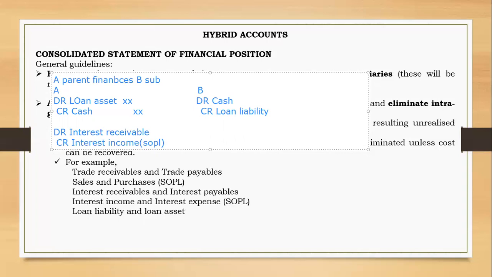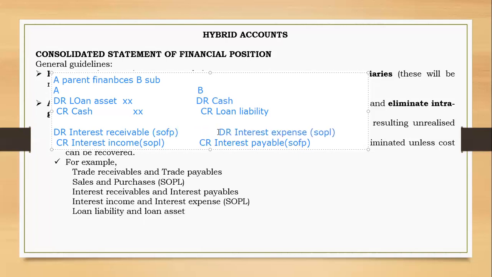And then B, which has to pay the interest, would have interest expense, which also goes to the statement of profit or loss, and then the same B has to pay something. It's either it has paid, so it's cash, or it is yet to pay, so it has interest payable. Interest payable appears in the statement of financial position, just like interest receivable appears in the statement of financial position.